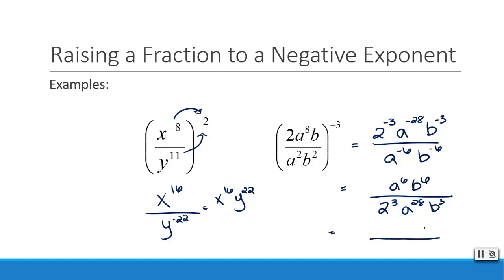So simplifying this, we would have 2 to the third, which is 8. 2 times 2 times 2. We would do 28 minus 6, which is 22, but our highest exponent's in the denominator, so we'd put a to the 22 in my denominator. 6 minus 3 is 3. Higher one's in the numerator, so I'd put b to the third in the numerator.